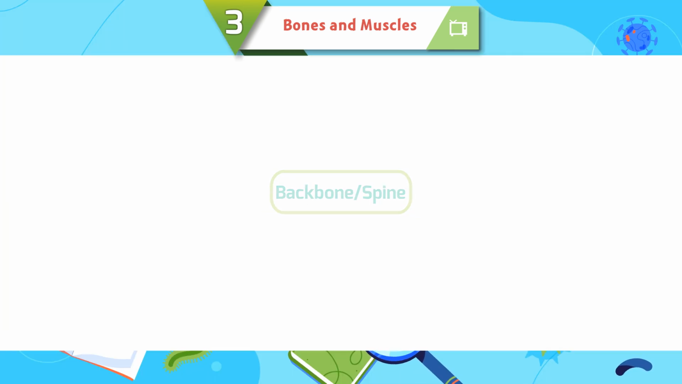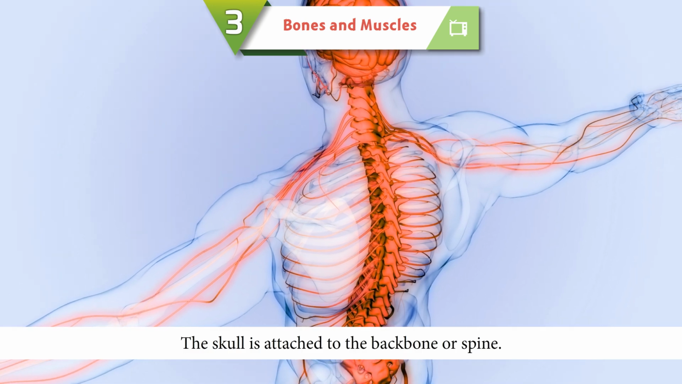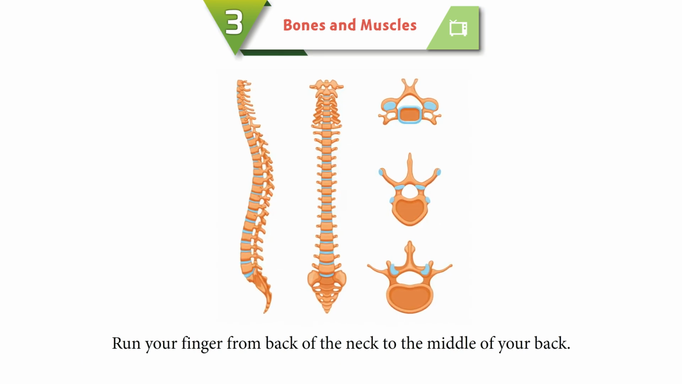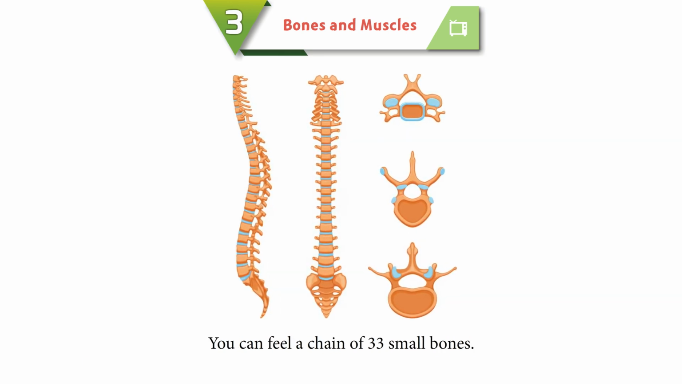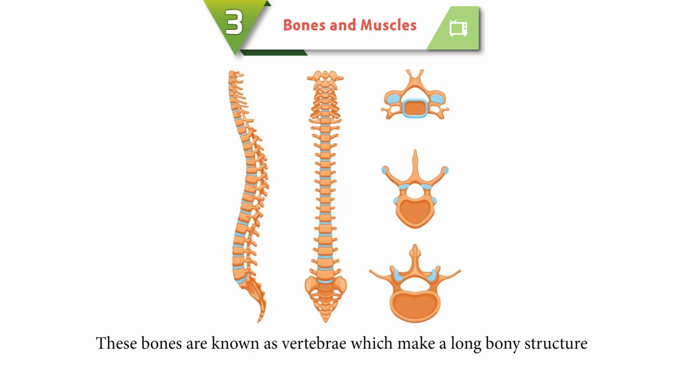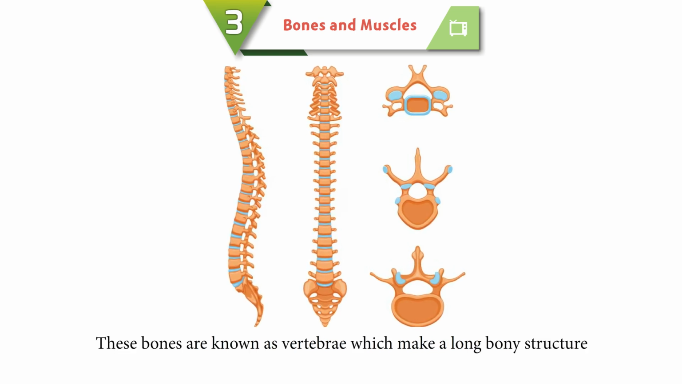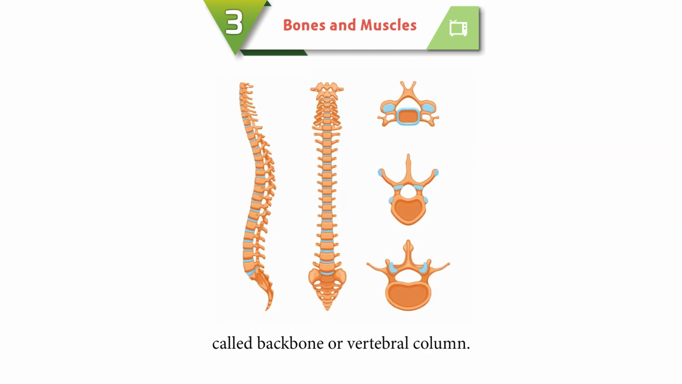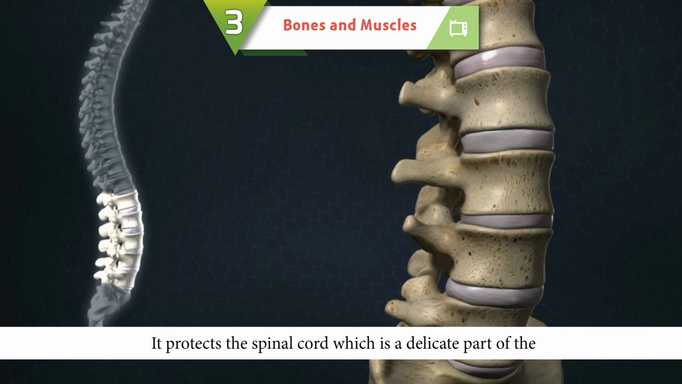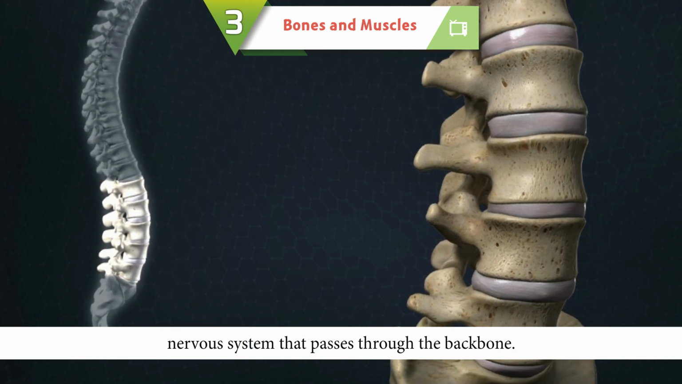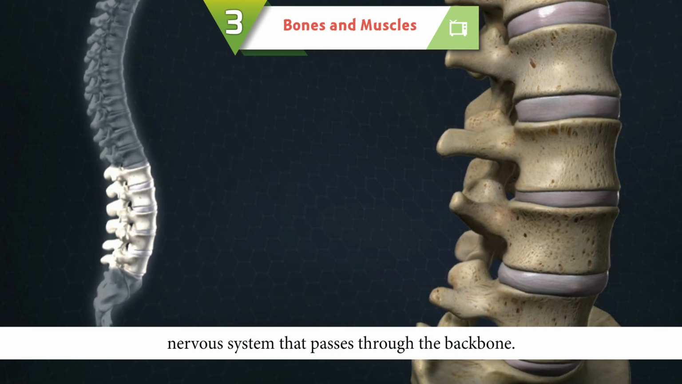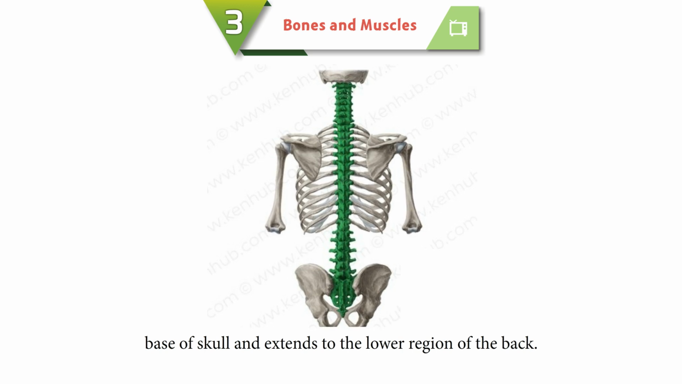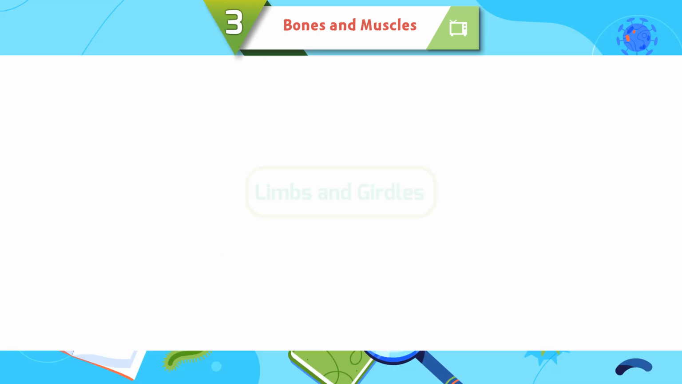Backbone, spine. The skull is attached to the backbone or spine. Run your finger from the back of the neck to the middle of your back. You can feel a chain of 33 small bones. These bones are known as vertebrae, which make a long bony structure called the backbone or vertebral column. It protects the spinal cord, which is a delicate part of the nervous system that passes through the backbone. The backbone starts at the base of the skull and extends to the lower region of the back.